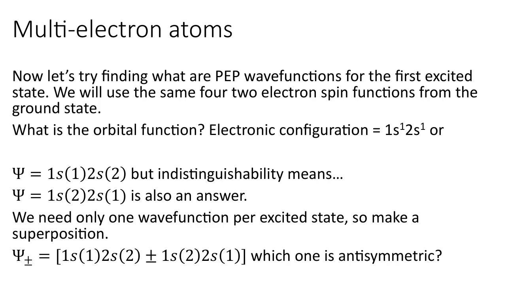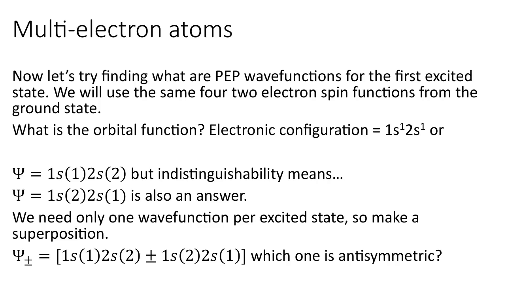If we were to write this in the formalism we've been using, our two wave functions here, psi in the middle of the page, are 1s(1)2s(2). So put the first electron in 1s, the second in 2s. But we know that they have to be indistinguishable. So our second electron could actually be in the 1s, and our first electron could be in the 2s. So both of those are answers. Basically what we need to do is make a superposition of that.